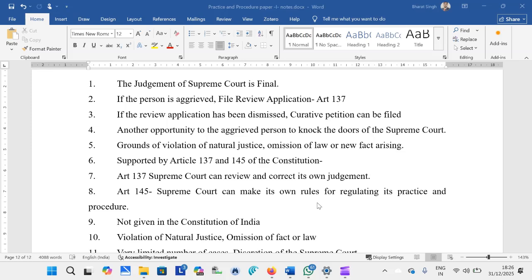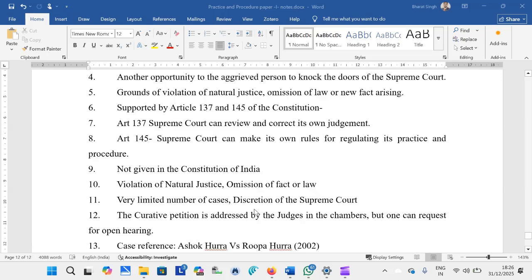So since there is no court above the Supreme Court where its own orders can be challenged, the Supreme Court under its rules has provided provisions for curative petition. It is not given in the Constitution of India. It's a practice which the Supreme Court allows, and generally a curative petition is addressed by the judges in the chamber.